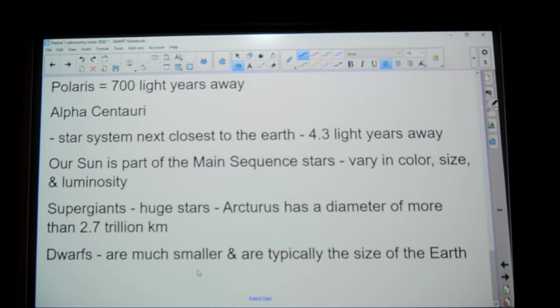Your supergiants all the way at the top, those are huge. Our sun will never be a supergiant. It's too small. Dwarfs are all the way at the bottom. They're a lot smaller. They're about the size of the Earth.